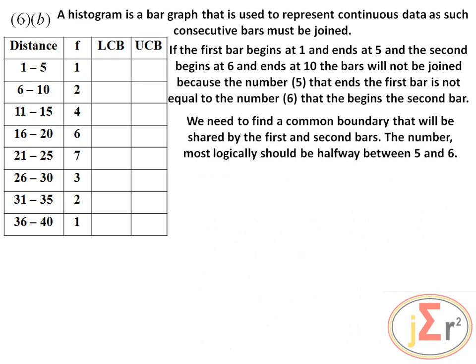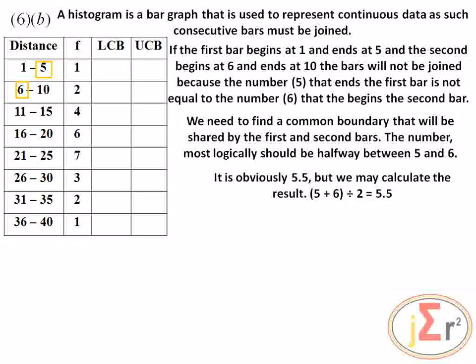We need to find a common boundary that will be shared by the first and second bars. The number most logically should be halfway between 5 and 6. Here we have 5 and 6, halfway between 5 and 6. Obviously, that is 5.5. But we may calculate the result: 5 plus 6 divided by 2, 5.5, which is the average of the two.